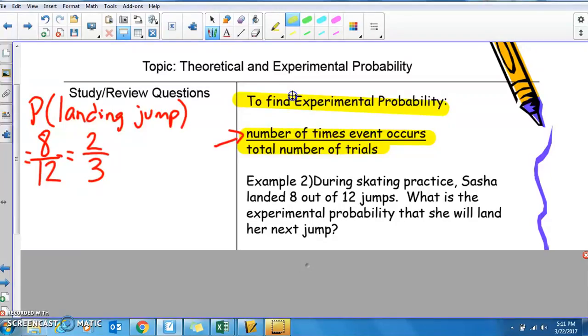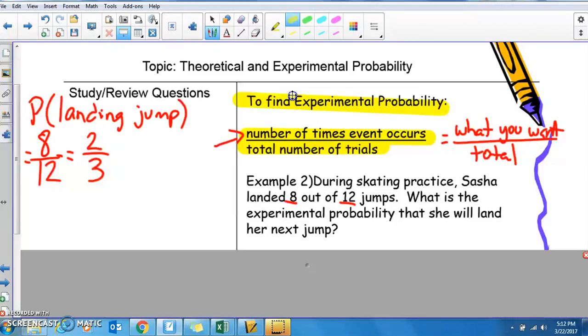Okay? So, another way of writing experimental probability is what you want over the total. So what we want is what she's trying to do, land it. She landed it 8 times. The total is 12, so it's 8 out of 12. So our probability of landing the jump is 8 out of 12.